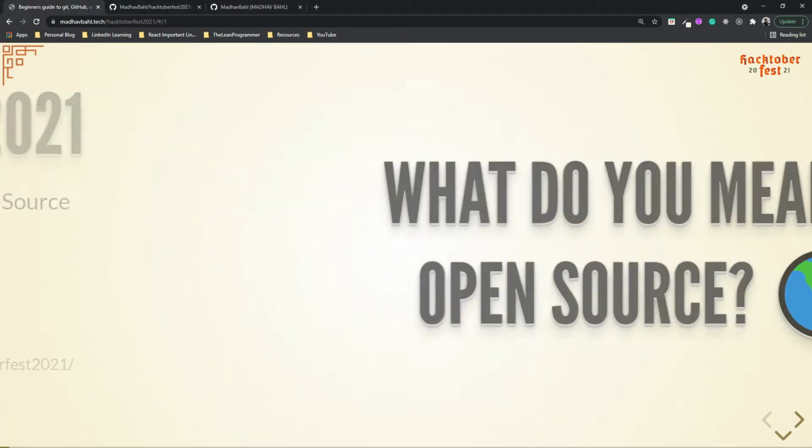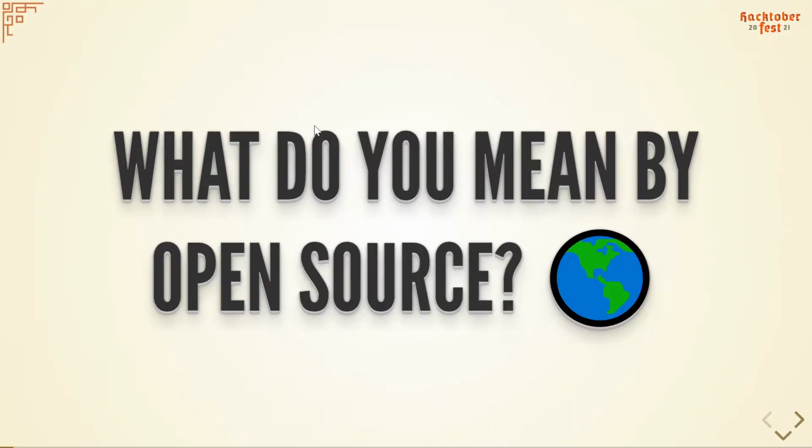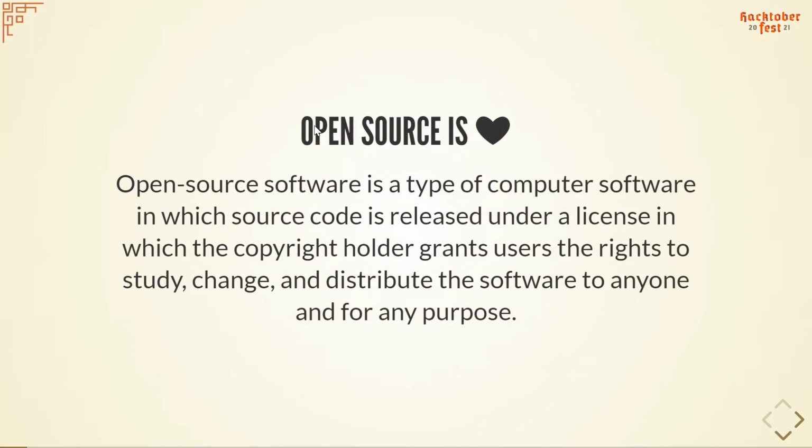So in this video, I am going to quickly discuss with you what we mean by open source and why open source is for you. So let's get started. So firstly, what do we mean by open source? I think the name itself is sufficient to make you understand what open source is. Open source is a type of computer software in which the source code is released under a license in which the copyright holder grants the user rights to study, change, distribute. So such a big definition, right?